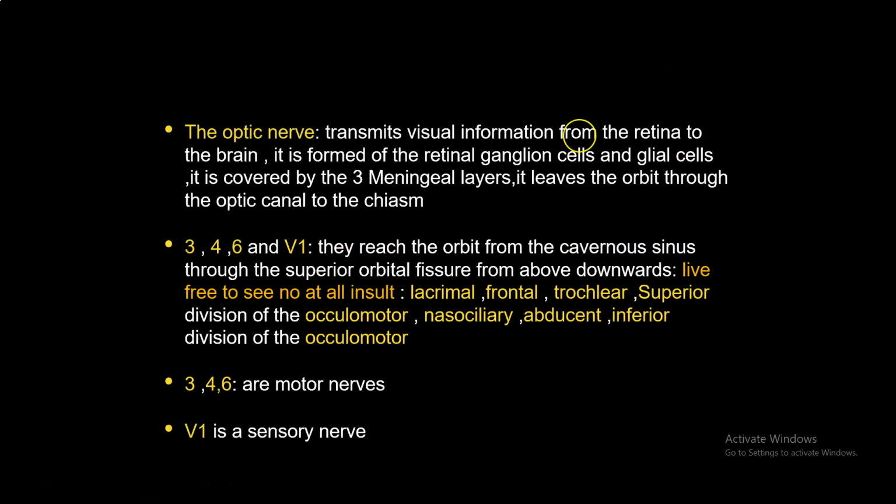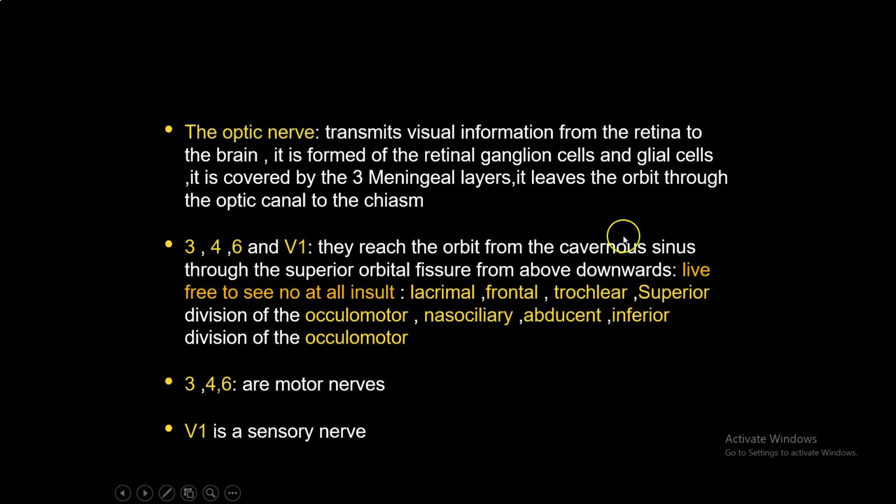Orbital nerves. The most important nerve, of course, is the optic nerve. It transmits visual information from the retina to the brain, and it is formed of the retinal ganglion cells, as you know before, and glial cells. So ganglion cells from the retina and glial cells, covered by 3 meningeal layers, as we said. It is a part of the central nervous system, and it leaves the orbit through the optic canal to the chiasm. And other nerves of the orbit are 3, 4, and 6, and the V1.